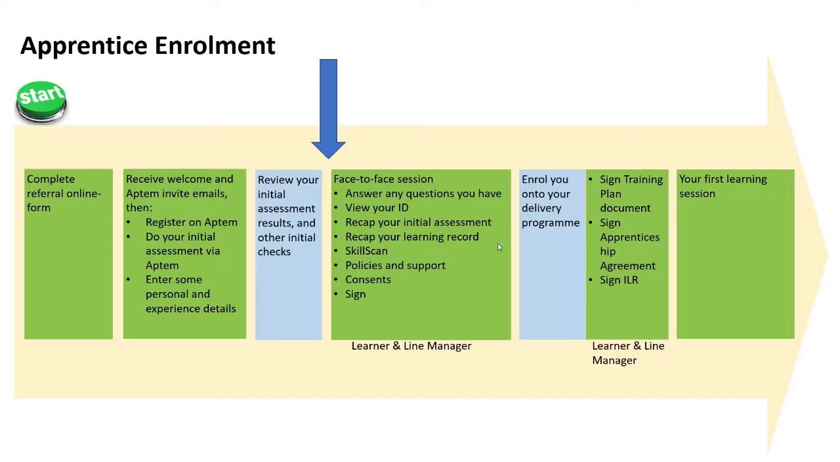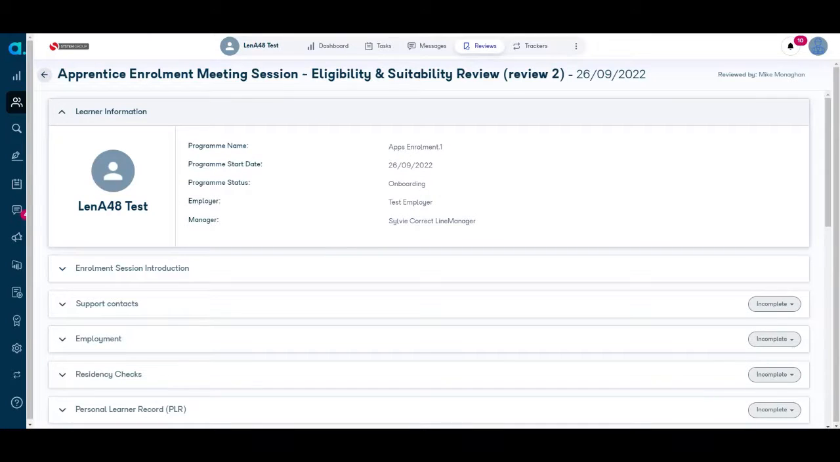So at this point, you've completed the referral form, you've registered on Aptem and completed your initial assessment and some questions, and the enrolment team have had a look at your answers. And the next step is the face-to-face session. Your enroller will organise a meeting with you and your line manager. And this meeting will be face-to-face or via Teams.